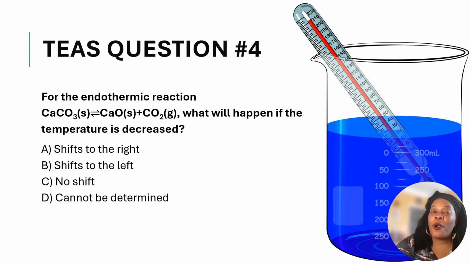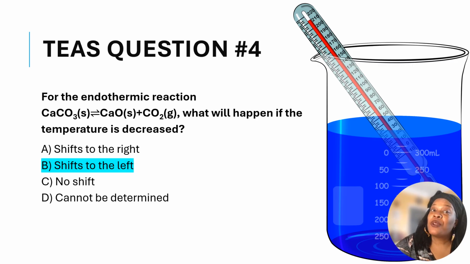Question number 4. For the endothermic reaction, calcium carbonate produces calcium oxide plus carbon dioxide. What will happen if the temperature is decreased? Shifts to the right for letter A, shifts to the left for letter B, C, no shift, or D, cannot be determined. The correct answer is B. It will shift to the left.